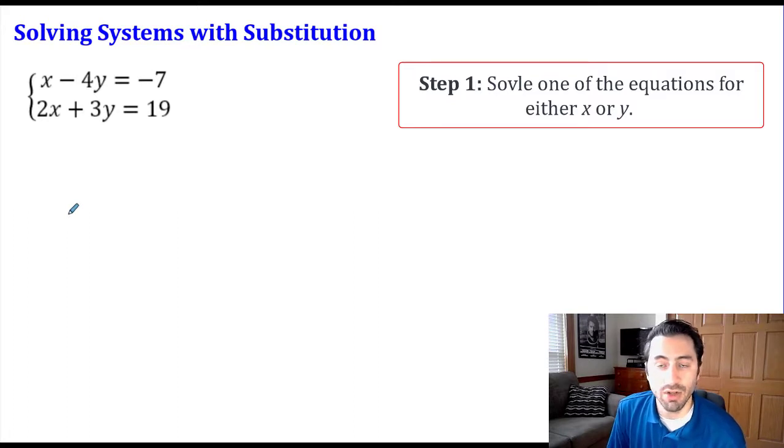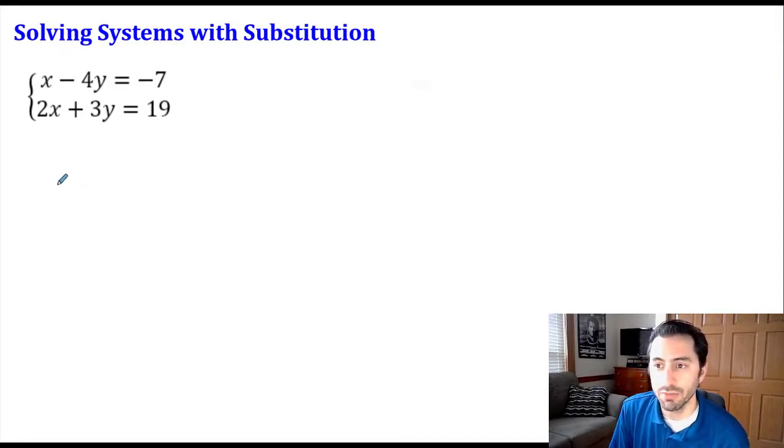So the first step is we need to choose one of these equations, and we're going to choose either x or y, and we're going to isolate it. Now there's no wrong answer here. Doesn't matter which one you choose, doesn't matter which variable, but sometimes there are ones that are easier. So for example, I think I'm going to choose this first equation. And the reason I'm going to choose that one is because my x already has a coefficient of 1. That means it's going to be very easy to isolate it.